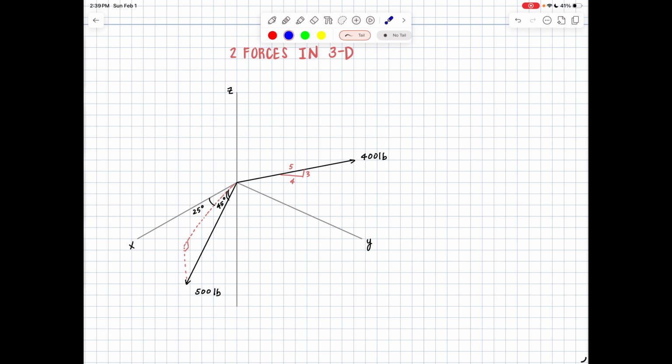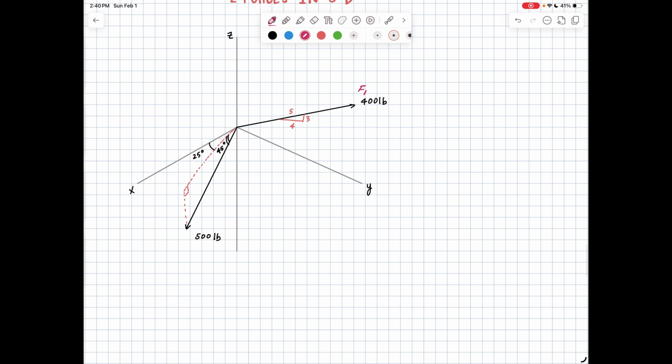We have one force vector which is over here. It has a magnitude of 400 pounds and this triangle associated with it. We don't have an angle, so this triangle is going to be handy. So I'm going to label this force 1 as F1. We have a second force vector over here, and it has a magnitude of 500 pounds and two angles associated with it. So I'm going to label this F2.